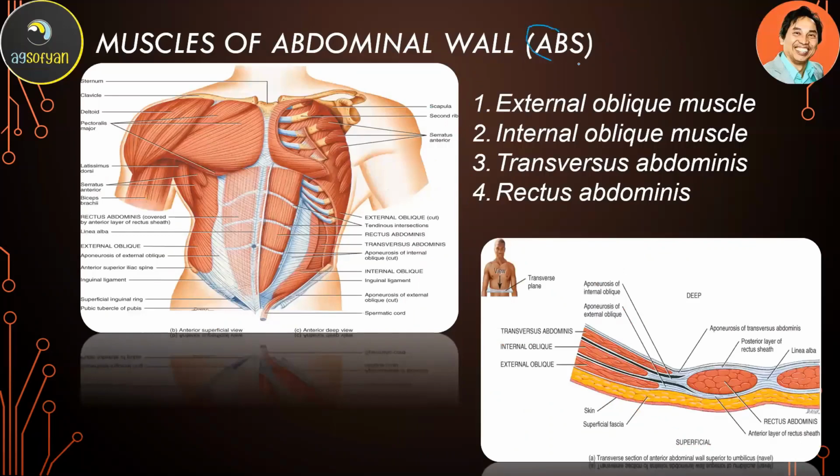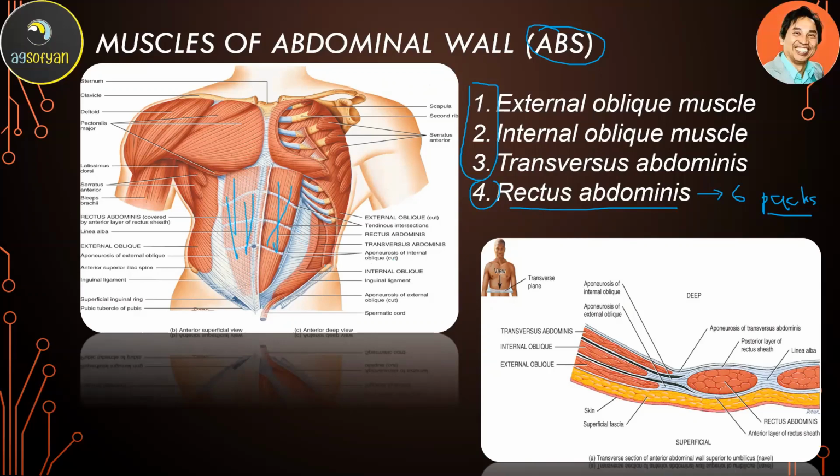Okay, the abs muscles. There are actually four abs muscles. Three of them are on the side, and one of them is in the middle. This is the one that usually gives the six packs, or if you don't really exercise, maybe only one pack. This is coming from the rectus abdominis muscle, which is the muscle in the middle of the abs.